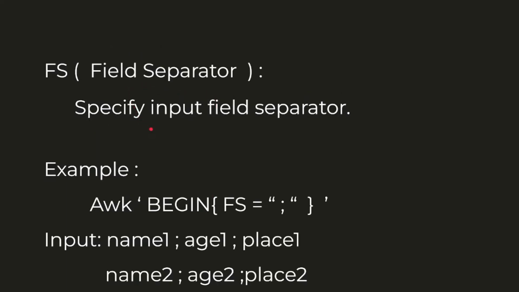Field separator. FS is used to set the input field separator. It specifies how the data in the file is separated, and it could be separated by space or hyphen or semicolon. As you can see in this input, the fields name, age, and place are separated by semicolon. In this case, it is semicolon. It could also be a space or hyphen. For this input data, we can specify the field separator as semicolon.